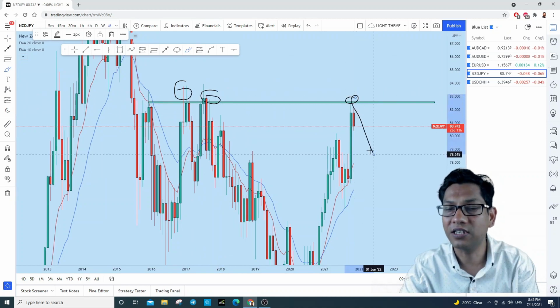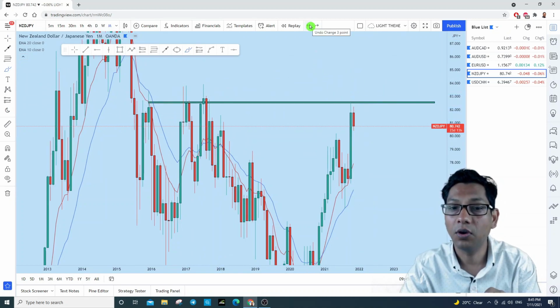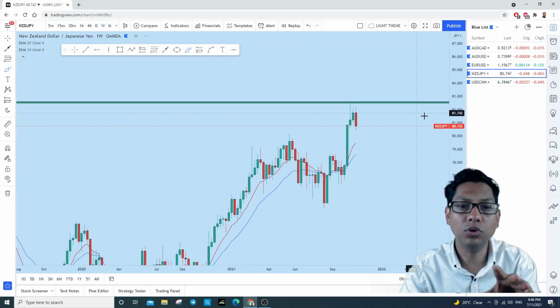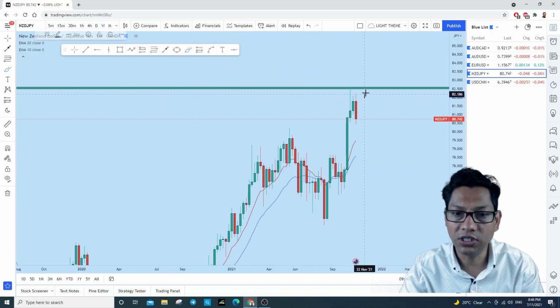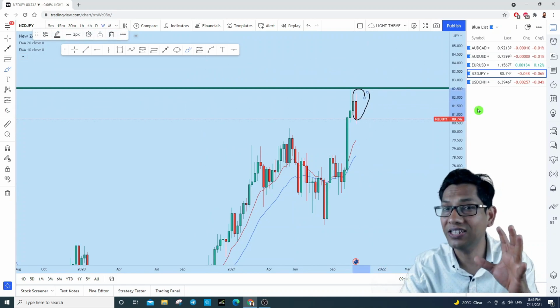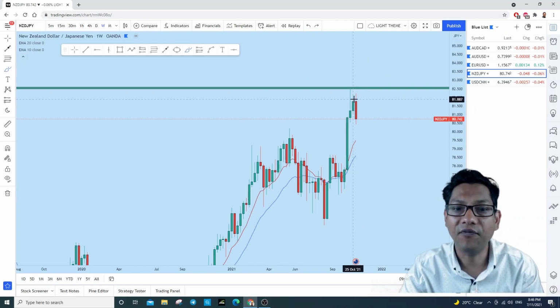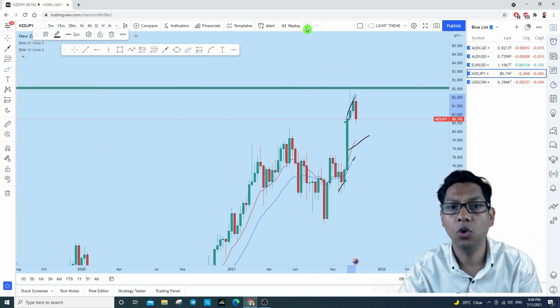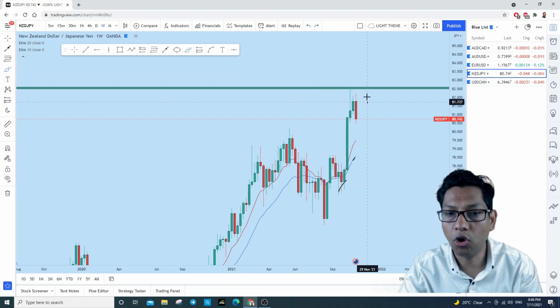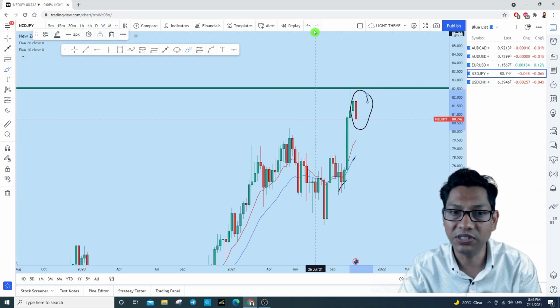We may expect a drop from here on the monthly. Now going down to the weekly time frame to see what you can expect, you see that this is a bearish engulfer, and a strong bearish engulfer after this back to back, how many, 1 2 3 4 weeks uprise. We have seen a strong bearish engulfer from this resistance.